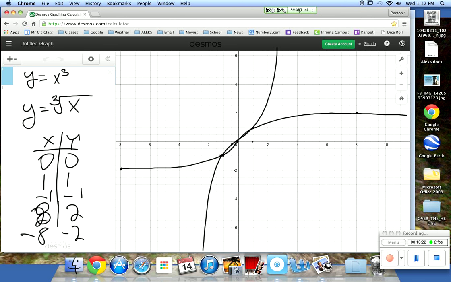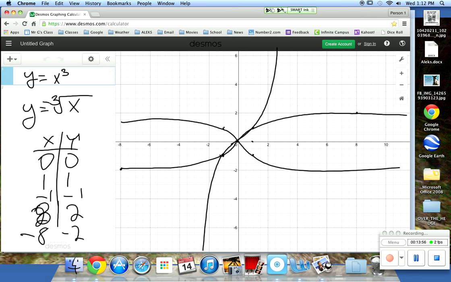Here's the interesting part. What if we made this negative? What are our points? We still got 0, 0, right? But at 1, it's negative 1. At negative 1, it's 1. It goes the other way. It actually goes this way here. Getting kind of funky, isn't it?